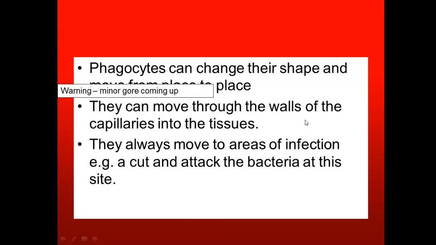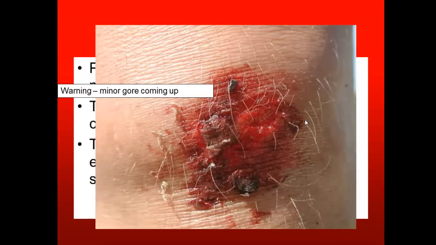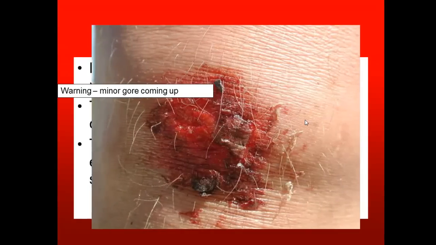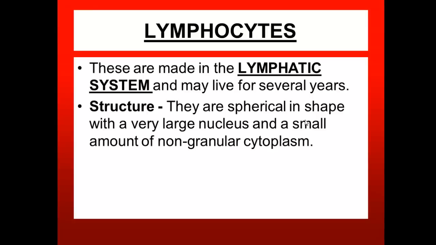Okay, minor gore coming up. It's a photograph of my knee after a football match. Oh, that's horrible. Okay, you can see that's minor gore, and you can clearly see that is a nice entry point for bacteria. So you need your white blood cells to deal with that. Of course, you also need platelets to clot it afterwards. More on that later. Okay, the gore's gone away.